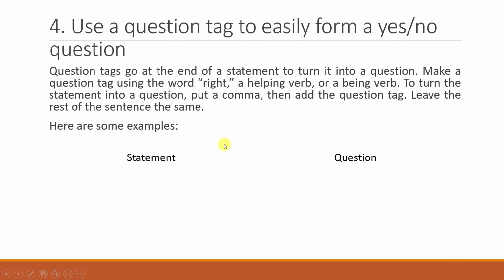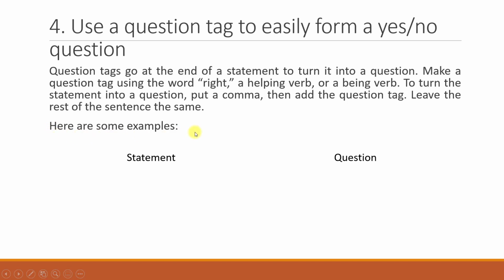Number 4. Use a question tag to easily form a yes/no question. Question tags go at the end of the sentence to turn it into a question. Make a question tag using the word right, a helping verb, or a being verb. To turn the statement into a question, put a comma, then add the question tag. Leave the rest of the sentence the same.